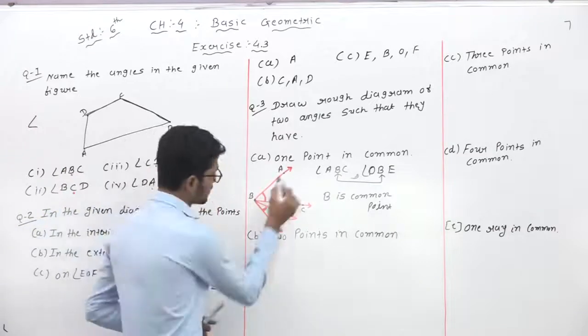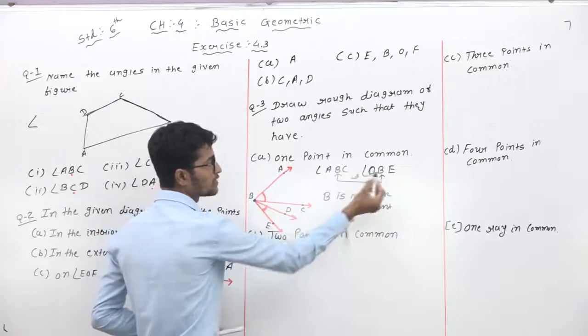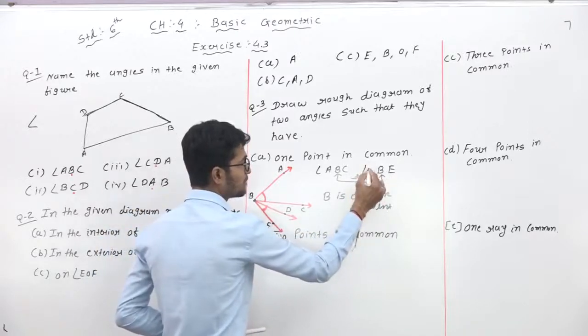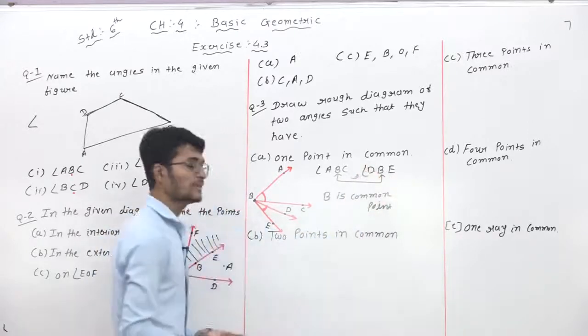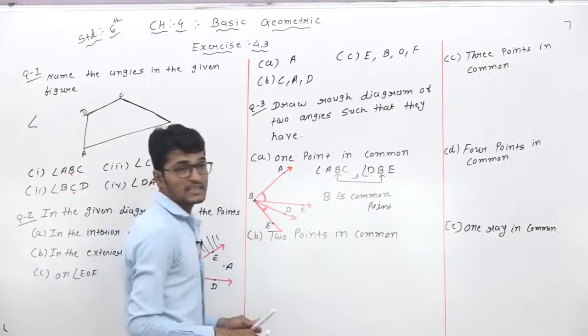Understand? Only one point is common. And here are two angles, two different angles. Here is A, B, C and the second one is D, B, E. Okay? Now two points in common.